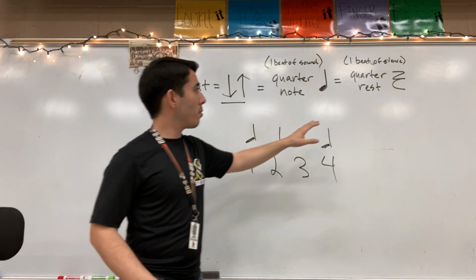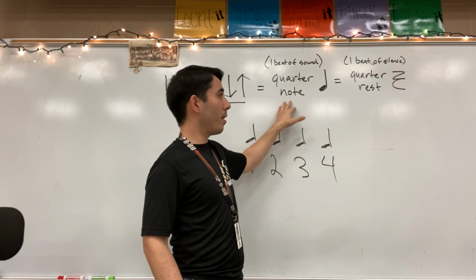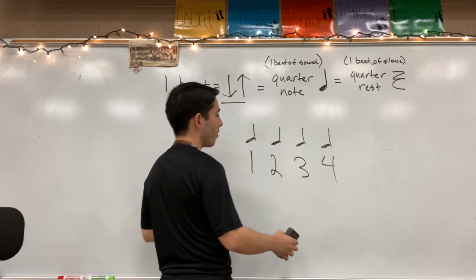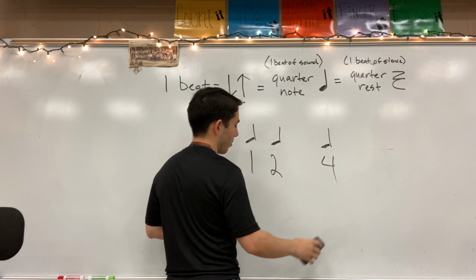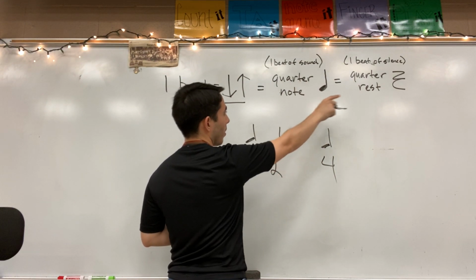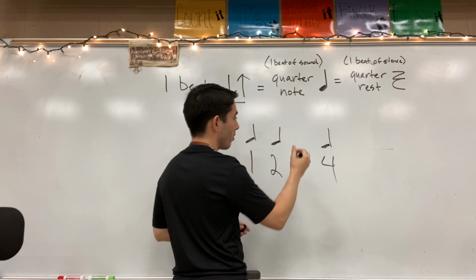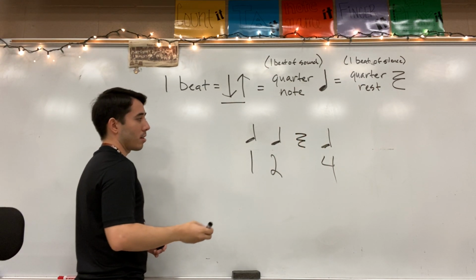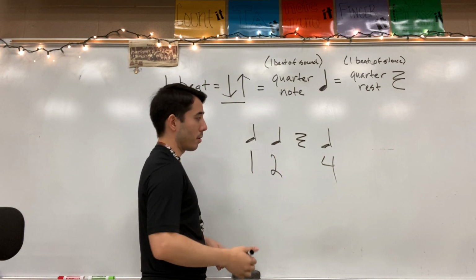But we can replace any one of our quarter notes with a quarter rest. Okay, so I can replace this one. And I have to draw that different symbol. You'll see this. So draw a Z with a C underneath. And that's our quarter rest. Okay, it looks like a fancy squiggly line.